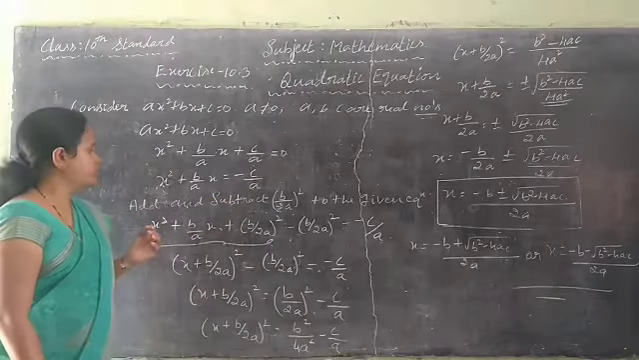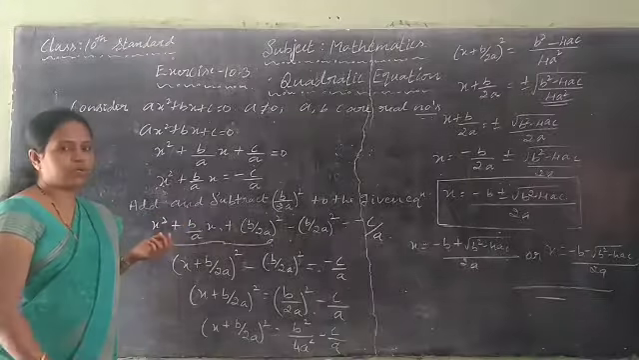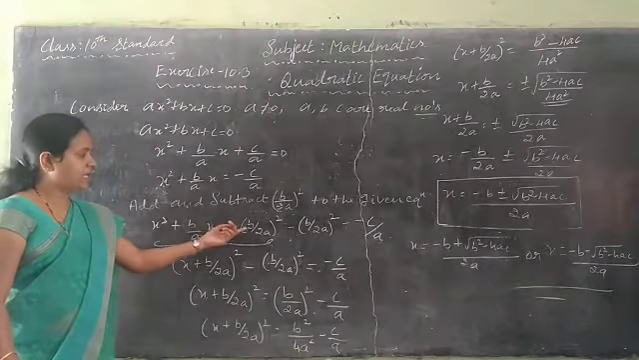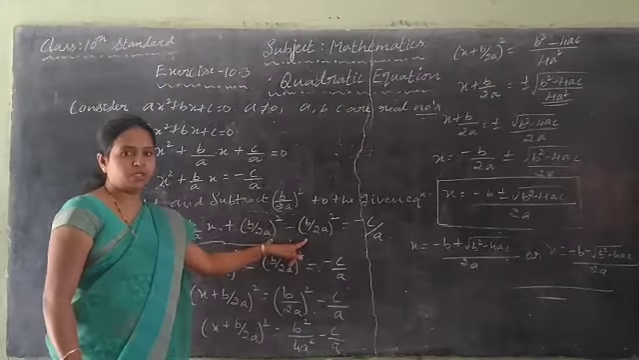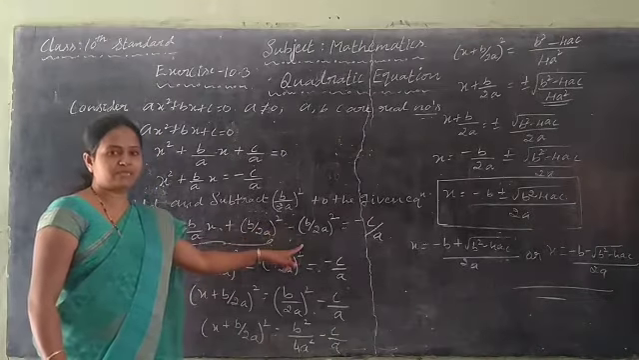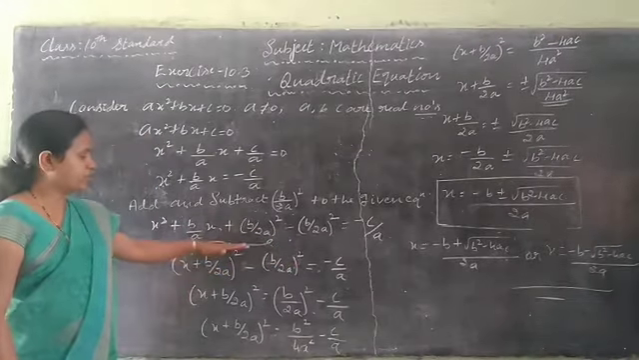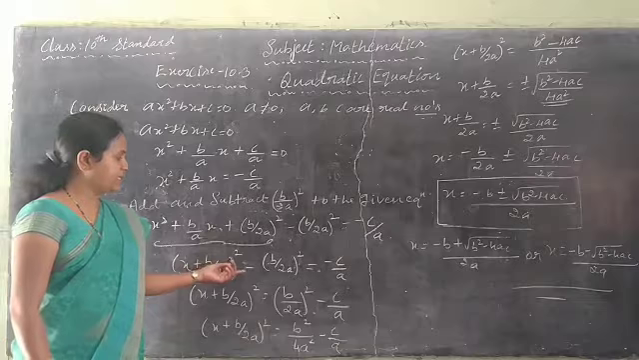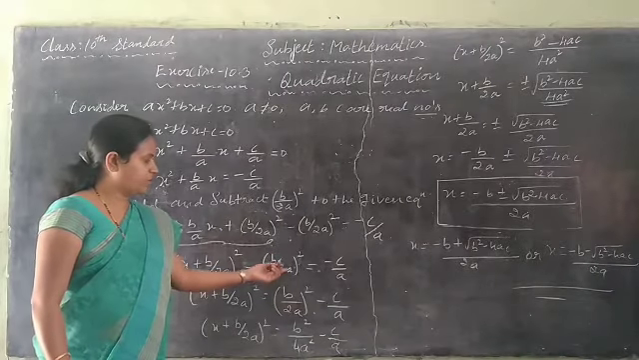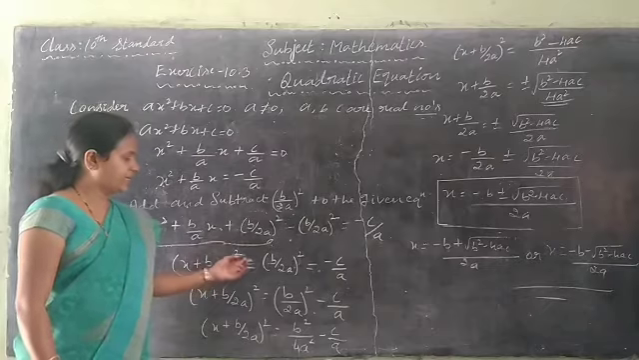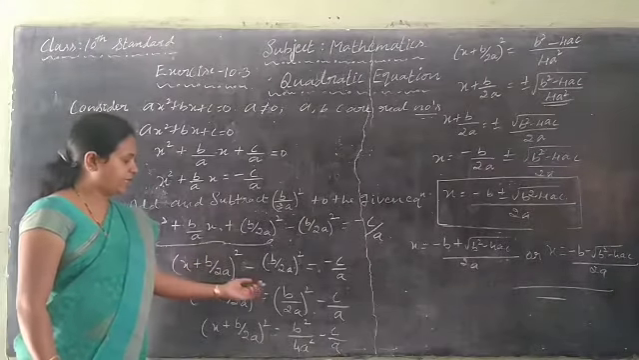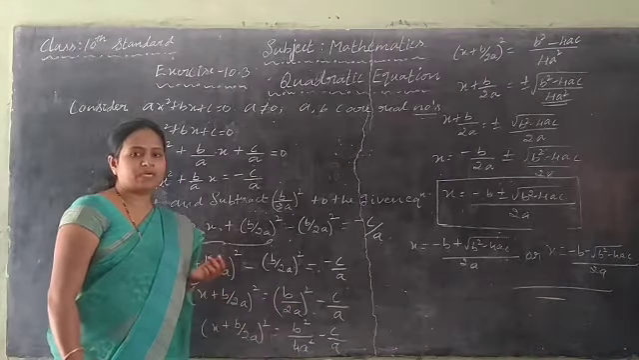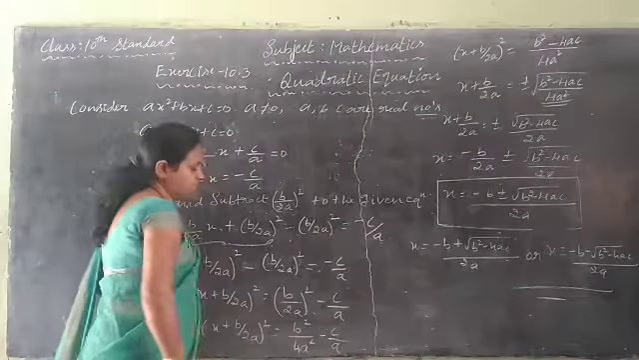In the next step, we add and subtract (b/2a)² to the given equation, children. So x² + (b/a)x + (b/2a)² − (b/2a)², once adding and once subtracting. Got it? In the next step, we write this in the form of (a + b)²: that is (x + b/2a)² − (b/2a)² = −c/a. In the next step, transfer this to the right-hand side. There you will get (b/2a)² − c/a. The square of this is b²/4a² − c/a.